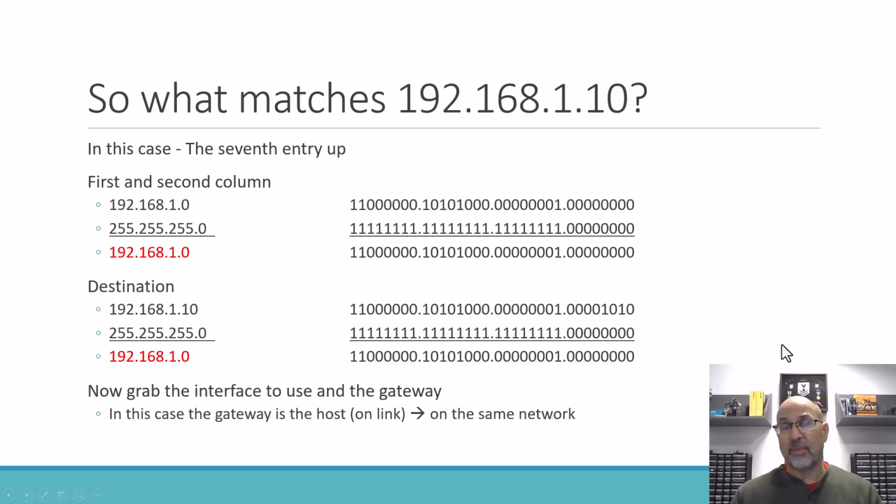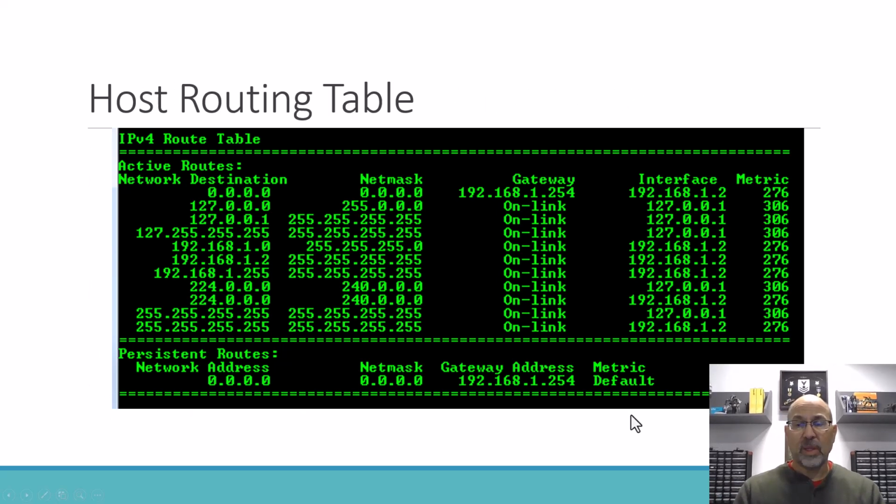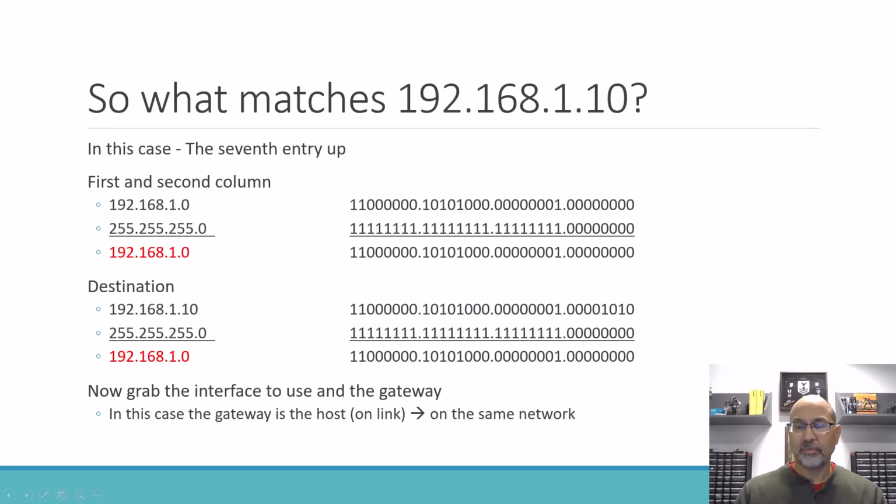So now we would grab the interface to use and use the gateway. In this case, the gateway is the host. So again, here's the entry that matched. It's on link, which means I can talk to it directly. And here's the interface that I would use. So this is telling us that you can communicate with this node directly because it's on your network. Turns out the network mask tells me that this is my network and the destination is also on my network. So there we have it.